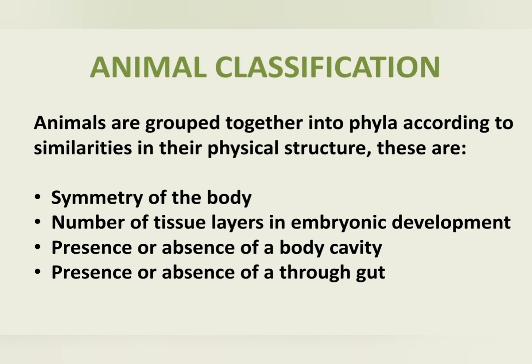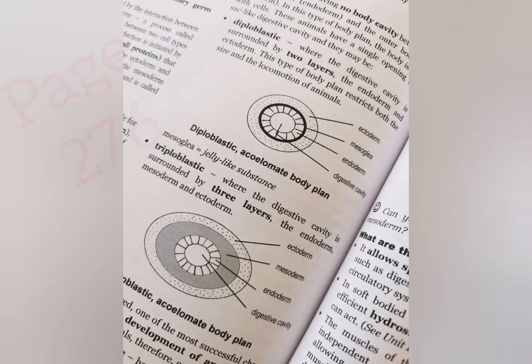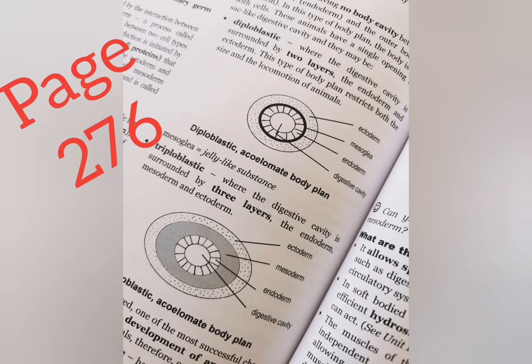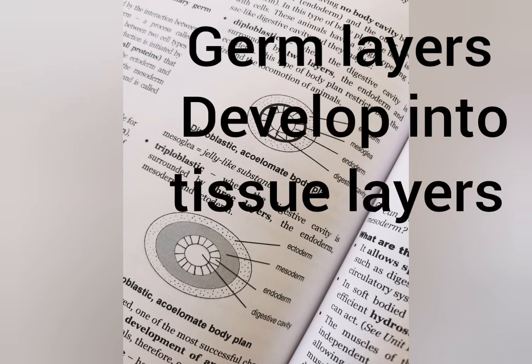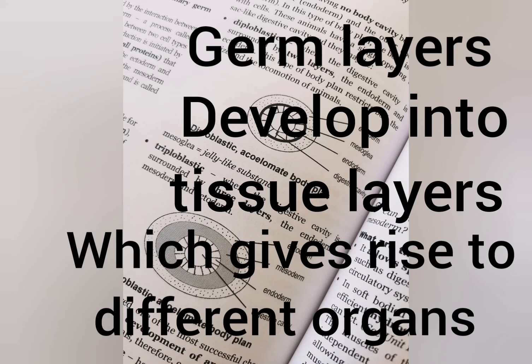The second criterion we're looking at is the number of tissue layers that you find during the embryonic development of that organism. Now don't be scared. In your textbook you'll find a picture like this. As an embryo develops from a zygote, which means when an organism develops from conception after fertilization, that little embryo, as it grows, it forms different layers called germ layers. Now each of these germ layers will actually develop further into different tissue layers, and each of these tissue layers is going to give rise to various organs and structures in the body of this organism.